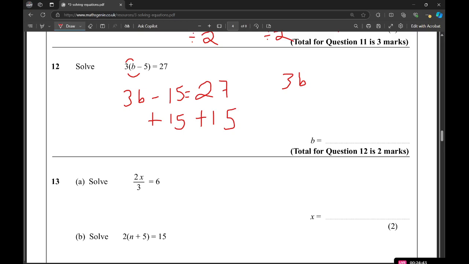So 3b, that'll be 42. Divide by 3 on both sides.